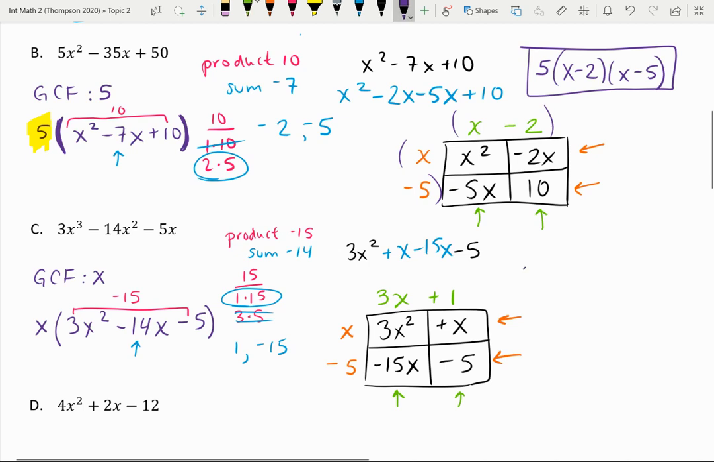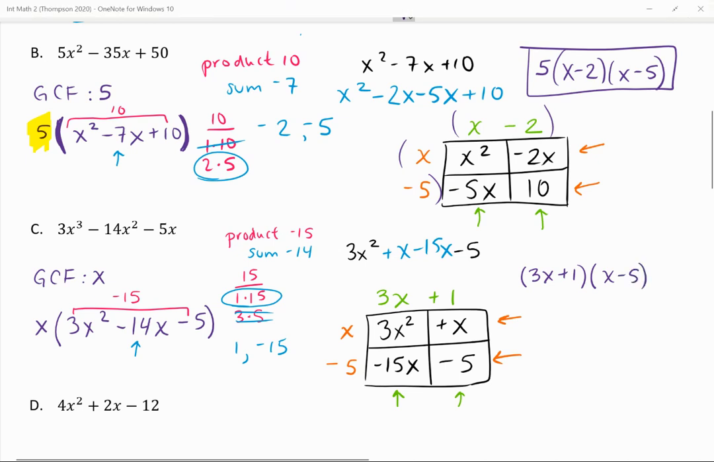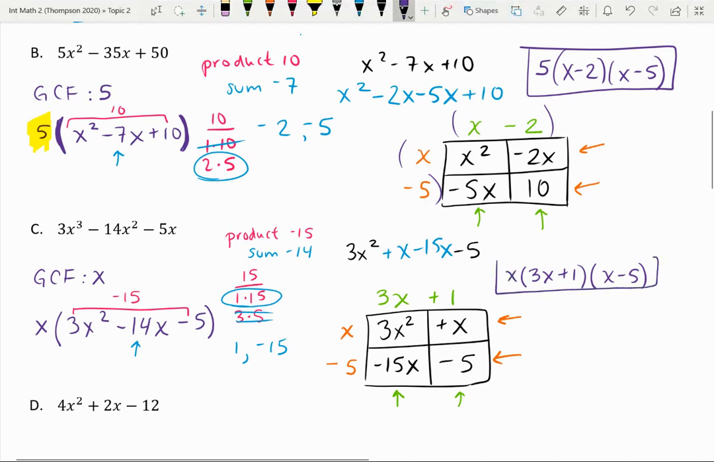Okay, let's see what we got now. So I have one binomial, which is 3x plus 1. I have another binomial, which is x minus 5, and then go back and check. Did I have any GCFs? Yes, I had an x. Boom. There we go.